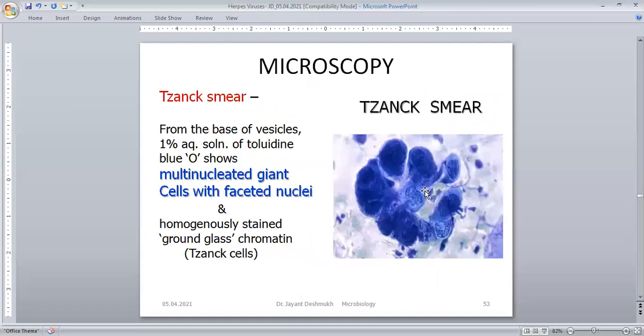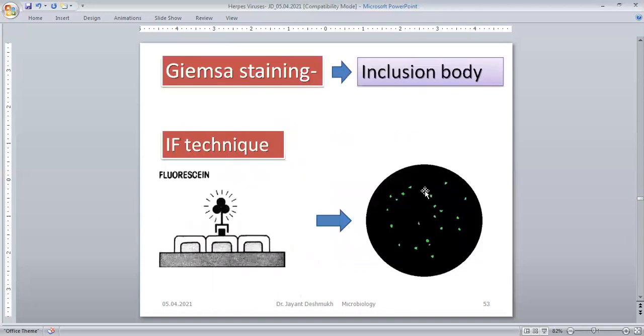Microscopy has a similar presentation to herpes simplex virus: Tzanck smear, toluidine blue stain, and Tzanck cells we observe in the stained smear. Tzanck cells are multinucleated giant cells with faceted nuclei. Homogeneously stained ground glass chromatin is known as Tzanck cells. Second is the Giemsa staining method. We can observe intranuclear inclusion bodies mostly: Cowdry type A body in herpes simplex virus and intranuclear inclusion body in varicella zoster virus.